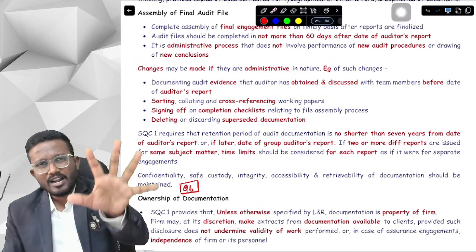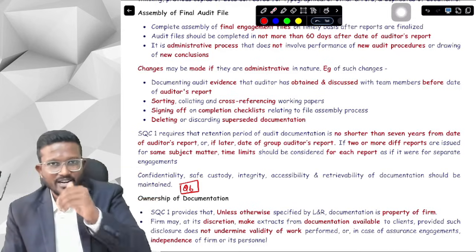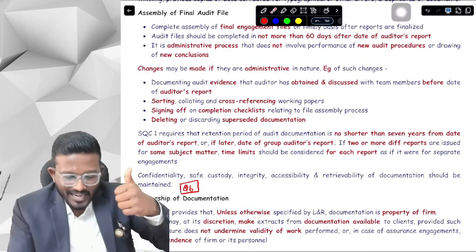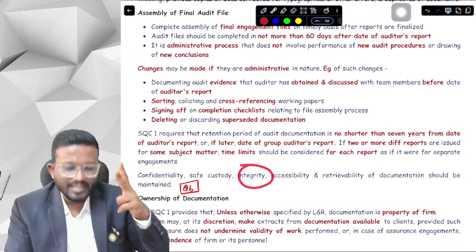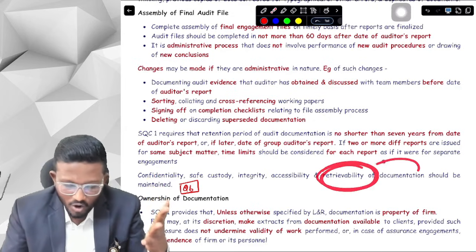Okay, yes sir. There are 5 points mentioned in SQC 1, but these are more related to your audit documentation, which is why I've included them in SA 230. What does it say, sir? We have to maintain confidentiality, safe custody, integrity, accessibility, and retrievability of documentation.